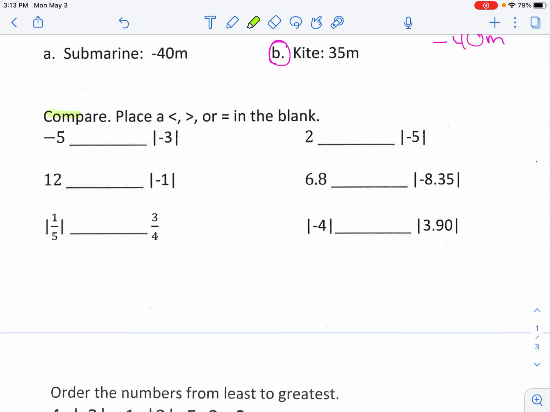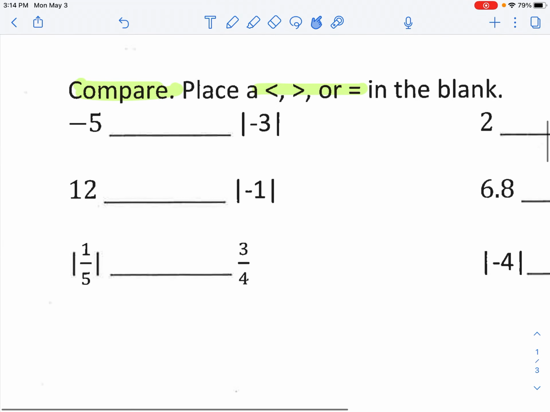Compare. Remember, we've talked a lot about comparing. Comparing means less than, greater than, or equal to. You have to be very careful with these because this is not just comparing integers. This includes absolute value. So we're comparing -5 to the absolute value of -3. Well, first you have to solve for the absolute value of -3, which is 3. So now we're comparing -5 to 3. -5 is less than 3.